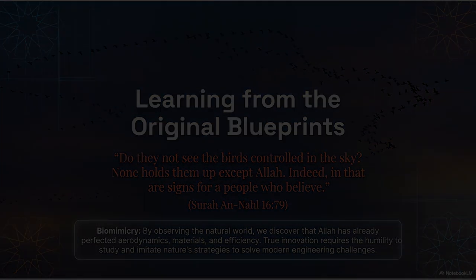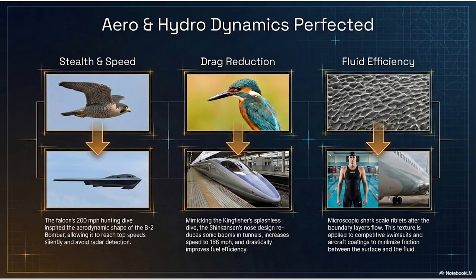The case studies in our research on this are completely wild. Let's look at aerodynamics first. Stealth and speed. We have the B-2 stealth bomber. Classic. It is a legendary piece of aerospace engineering. It looks like a sleek, black flying wing. It's a multi-billion-dollar aircraft. But its shape didn't come from a computer simulation, did it? No, the shape was heavily inspired by the peregrine falcon. A bird. Yes, specifically during its hunting dive. A peregrine falcon can dive at speeds over 200 miles per hour to strike its prey.